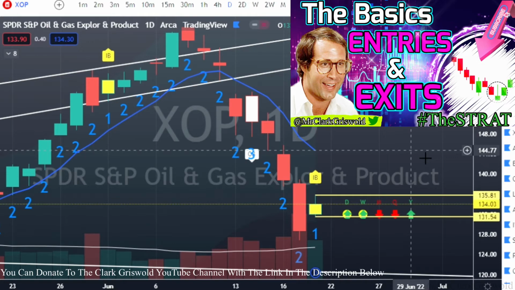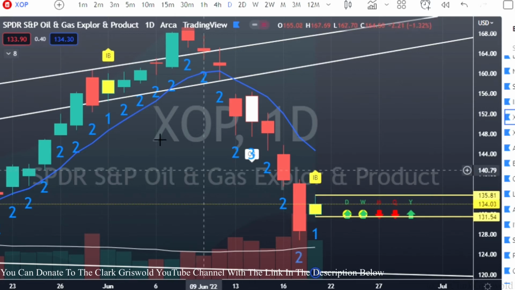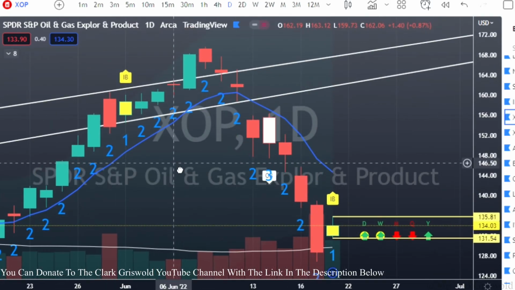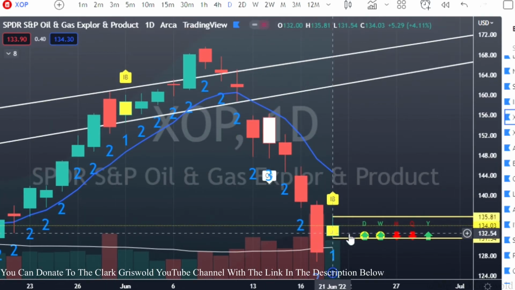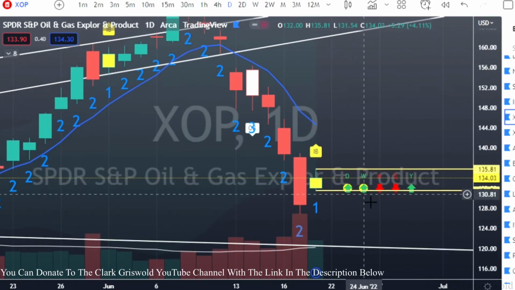Don't chase a trade, okay? So XOP is next. We have this inside bar on XOP, and it's the same thing as a 3-1 setup, but now we just have a 2-1 setup. So the time frame continuity is the same as what we just looked at on INTC.